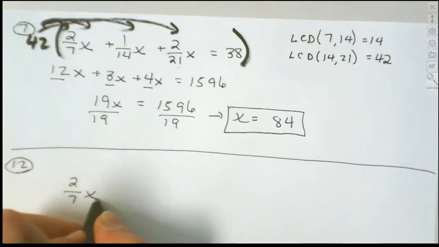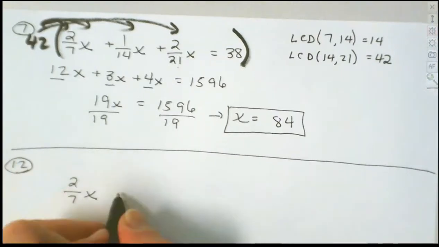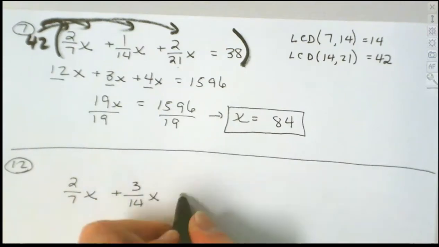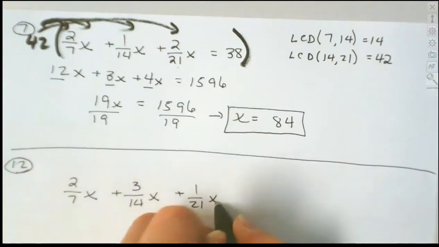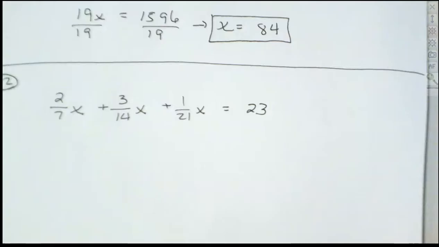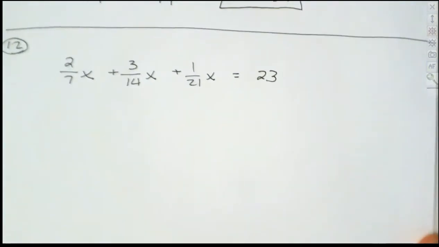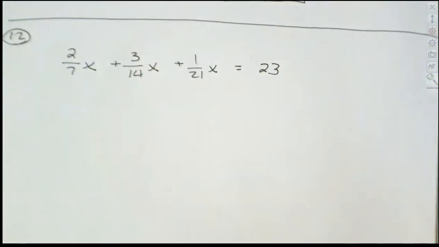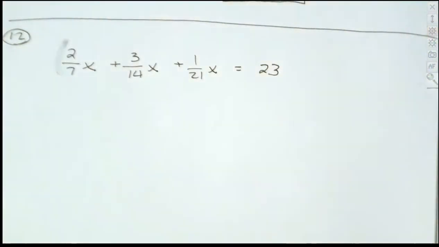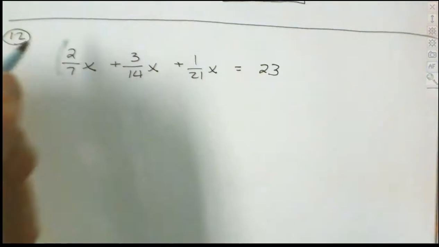Question 12 is 2/7 plus 3/14 x here plus 1 over 21x, and that equals 23. Now, we know the least common denominator, since we did this a moment ago, is 42. So we're going to do the exact same process. A lot of times, it's repetition. It's the same, just different numbers.